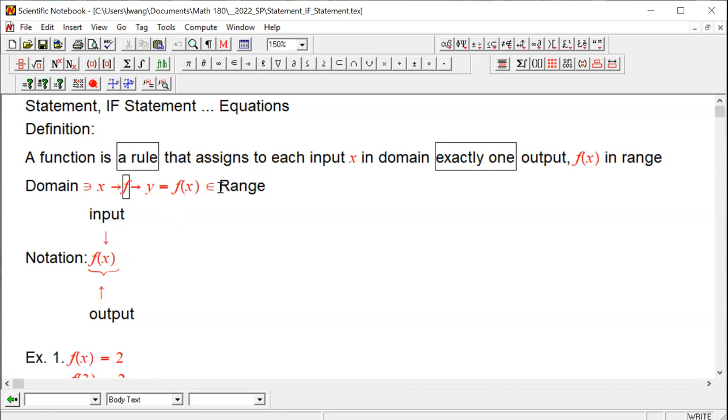Now, if the output is given, what do we do? We draw a horizontal line. The horizontal line tells us that if the output is given, we're looking for the input. So we know the output and we can identify the input. When we draw that horizontal line across the curve, it helps us identify all the possible inputs that give us the same output. From the function concept, we have these two systematic methods to deal with them.